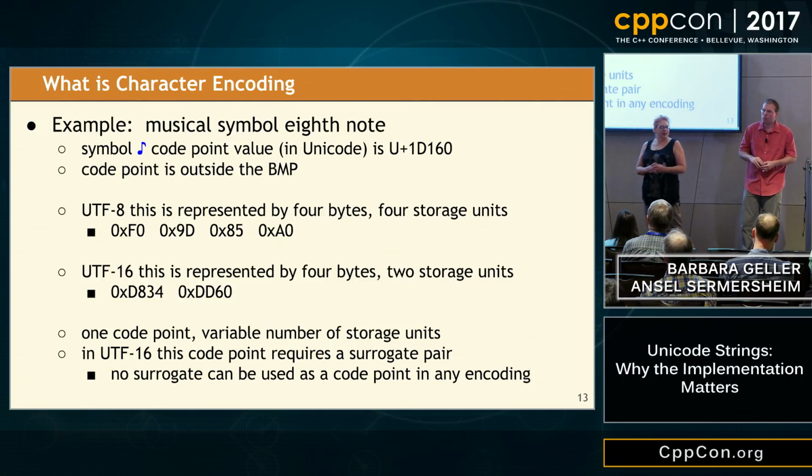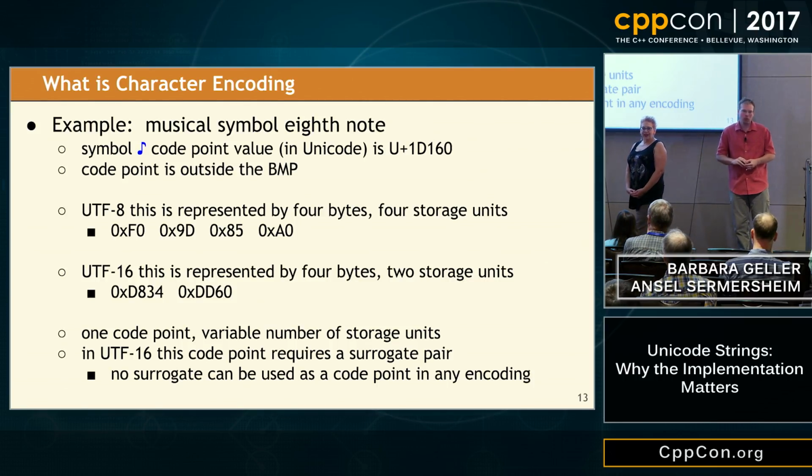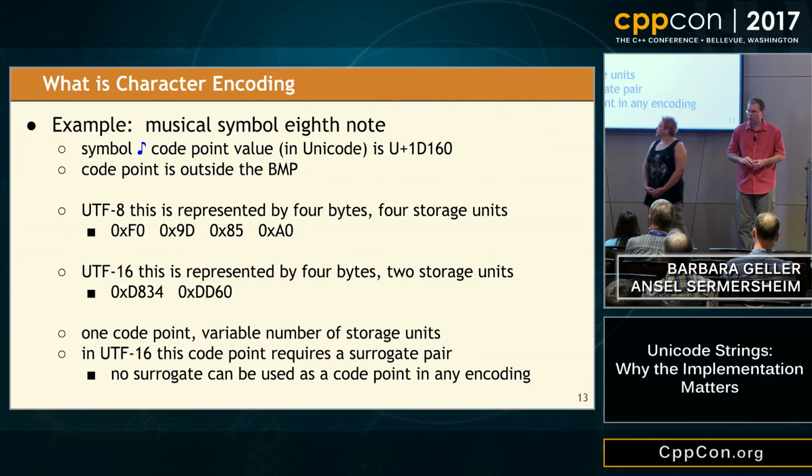Now, as I mentioned, if we step outside the basic multilingual plane, we get to some more obscure characters. So in this case, we have an eighth note, musical symbol eighth note. And you can tell it's outside the BMP because its Unicode value of U+1D160 has 5 digits in it. So therefore it exceeds 16 bits. It's outside the first 64K, thus it's outside the BMP.